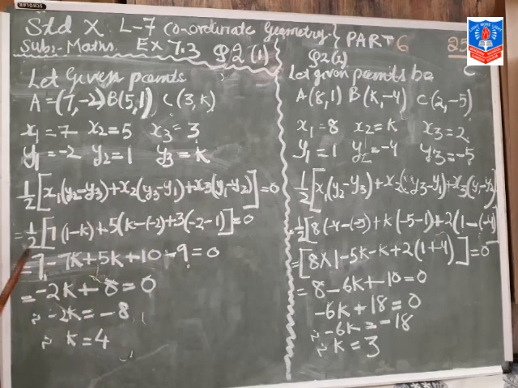So here, first of all, we will remove the half, because the points are collinear and we have to find out equal to 0. So now we will remove the half. Now 1 times 7 is 7 minus 7k plus 5k. Minus minus plus.